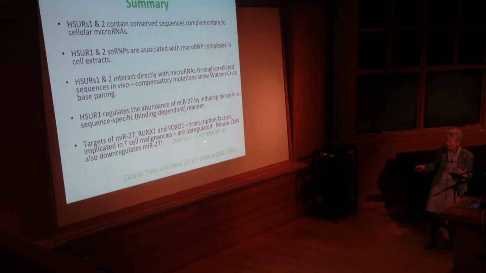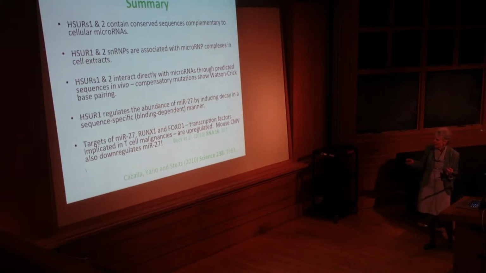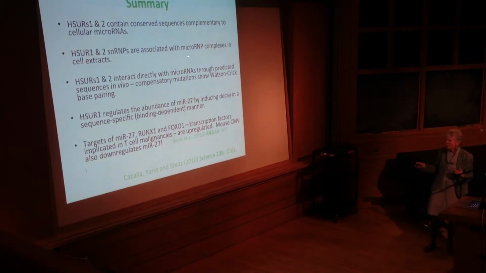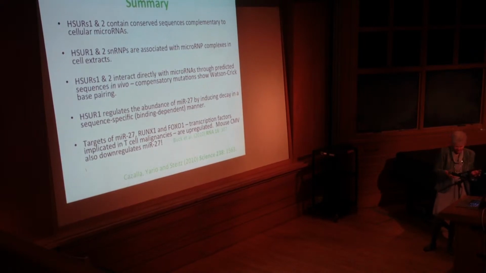And about the same time that he published this work, there was a report from Amy Buck and Sebastian Pfeffer and colleagues that mouse CMV, cytomegalovirus, also downregulates this very same microRNA. So here's a beta herpesvirus instead of a gamma herpesvirus, and both of them are interested in this particular microRNA. Why is this?